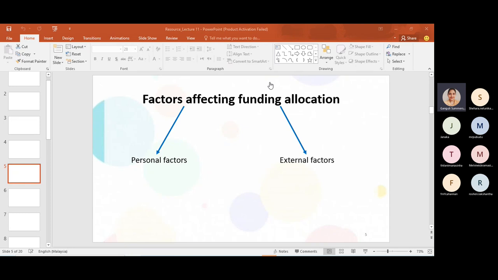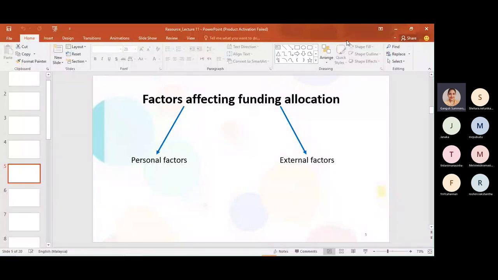And grants given by the government and charity organizations, philanthropic organizations. Those are some sources of funds that we learned in our previous lecture. So basically, sources of funds means the sources through which you get money, right? The sources through which you get your funds, the sources through which you get money.